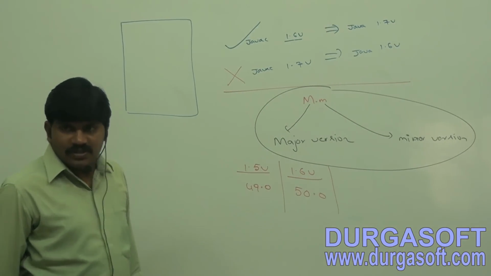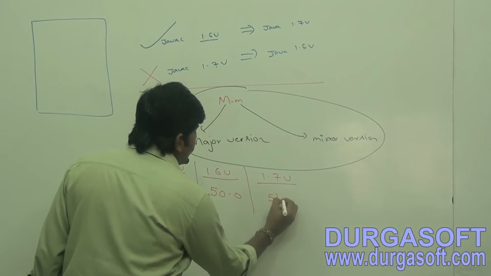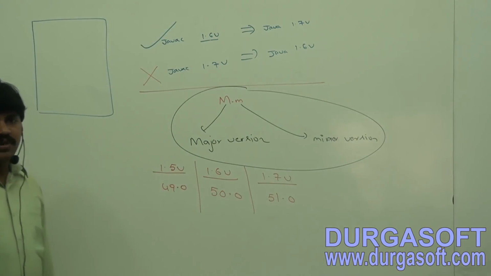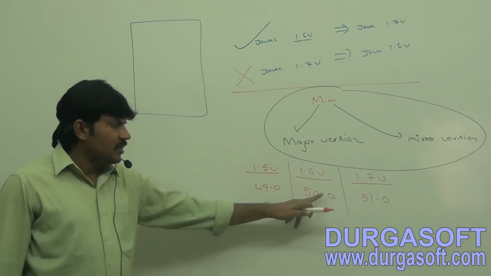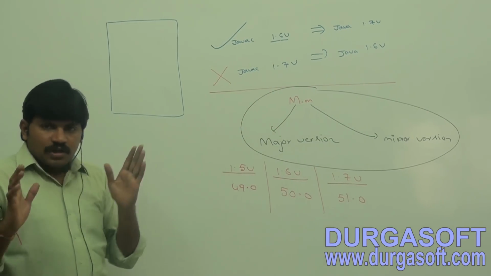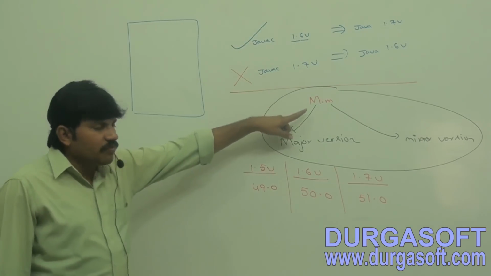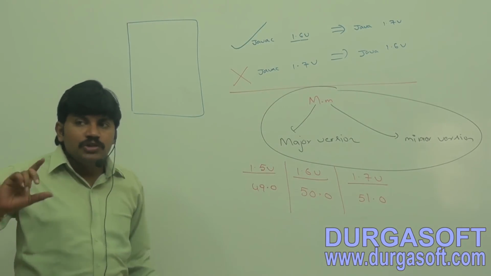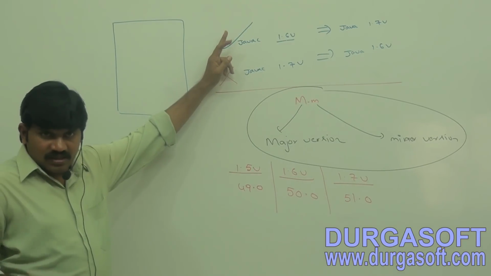1.6 is version 50.0. 1.7 is version 51.0. So this is the major version and minor version, in the same style. Minor and major versions represent the dot class file version. The JVM will use these versions to identify which version of compiler generated the dot class file. Is it clear for all of you?